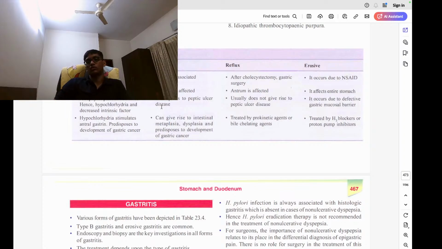pylori associated. The antrum is affected, it predisposes to peptic ulcer disease, gives rise to intestinal metaplasia and dysplasia, and predisposes to development of gastric cancer. Reflux, which you have after cholecystectomy or gastric surgery, affects the antrum and does not give rise to peptic ulcer disease; it is treated by prokinetic agents or bile chelating agents. Erosive gastritis occurs due to NSAIDs, affects the entire stomach, and occurs due to a defective gastric mucosal barrier. It is treated by H2 blockers or proton pump inhibitors.